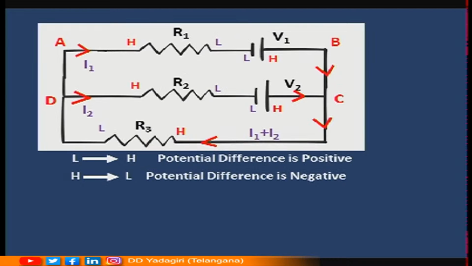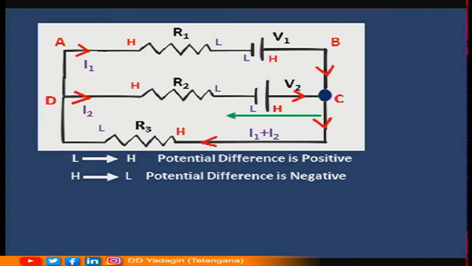To write the equation, we have to select any loop and remember the sign convention. Low potential to high potential is positive, high potential to low potential is negative. So, let us select a loop A, B, C, D and we start from the point C. We move towards D. As we move towards D, we come across the battery V2 and we move from high potential to low potential.